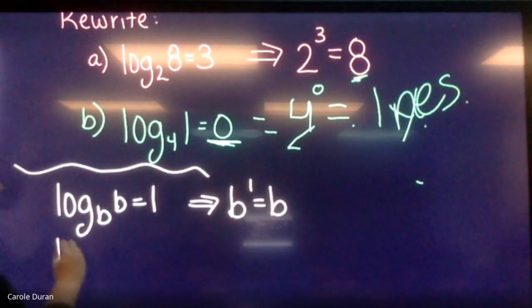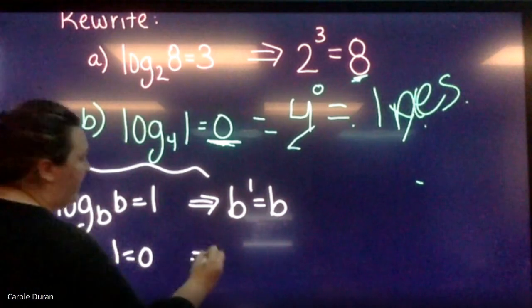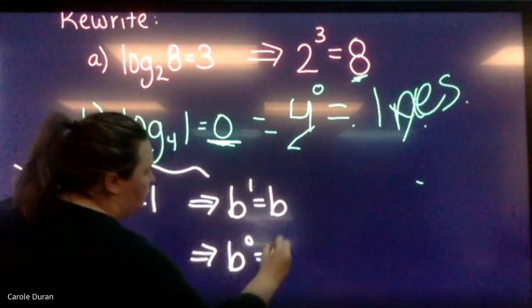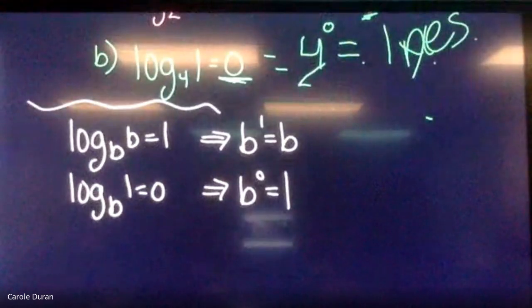The same thing applies if I take it to the 0 power, which we already highlighted. Anything to the 0 power equals 1. So those are just some properties you should definitely have written down somewhere on your notes because they're very, very helpful.